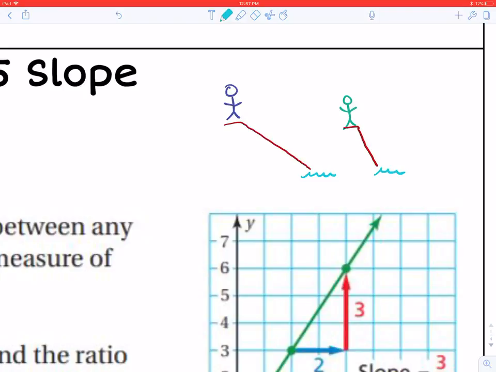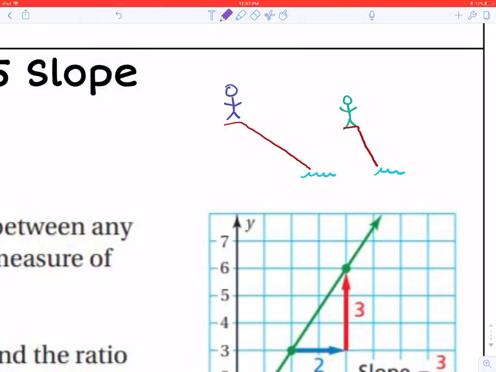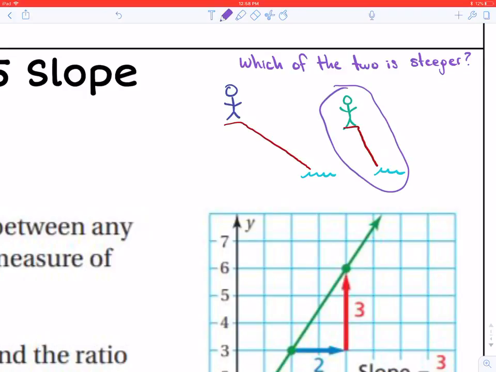Now, which of the two has a greater degree of steepness? I want that to be written as a question. So which of the two is steeper? And it's very clear, at least I hope that it's very clear, that the green man has a steeper slide.